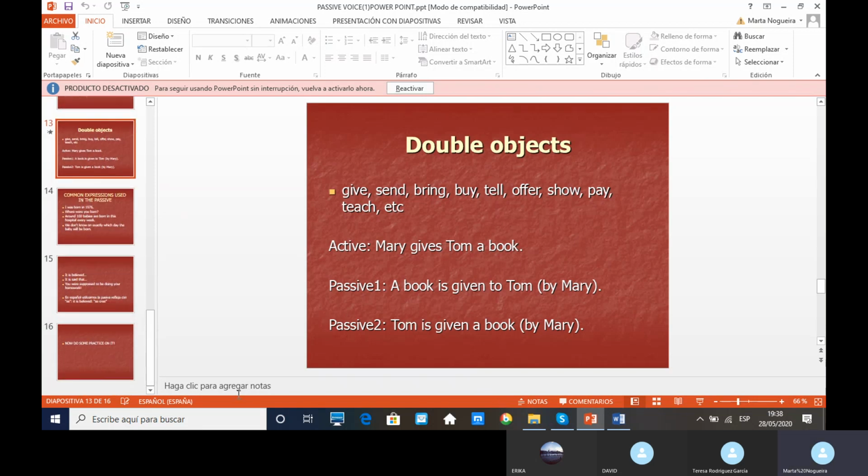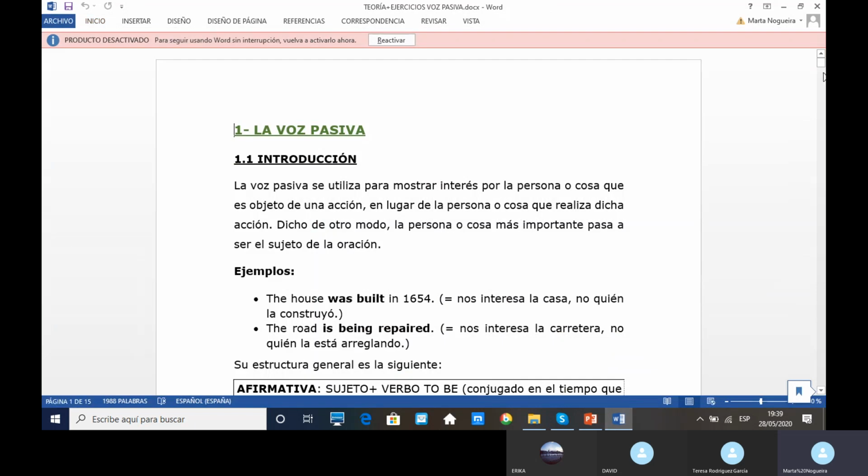Okay, so you have the PowerPoint. We started to do some exercises. If you have doubts, you can read this. I don't know if you have or not, but well, this is useful. In any case, if you already know the theory and if you already know everything, it's not necessary to read it.